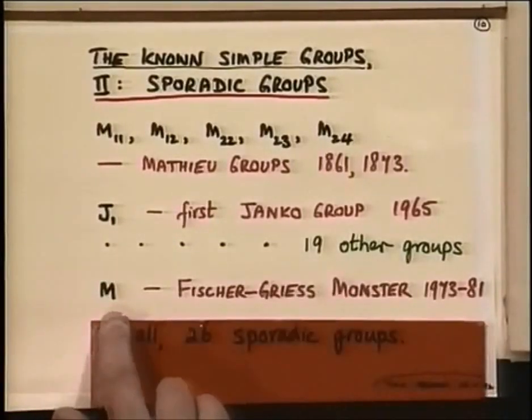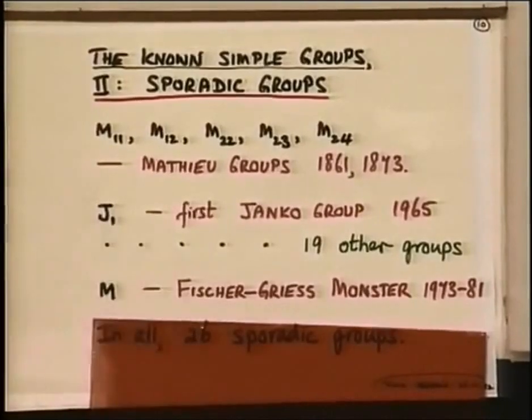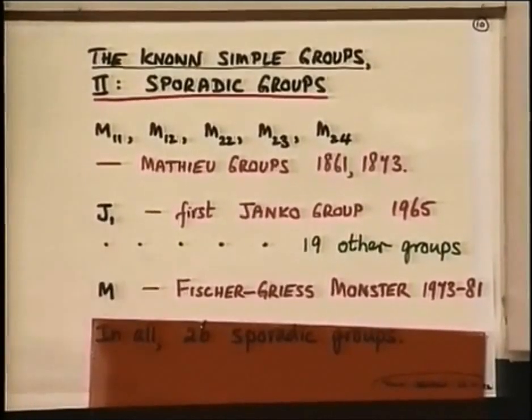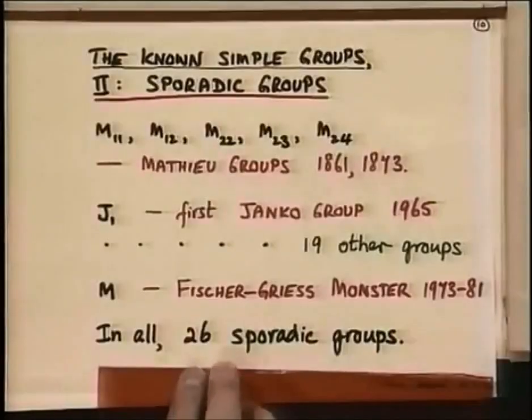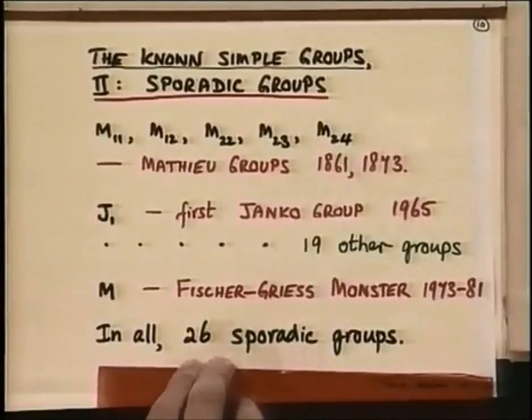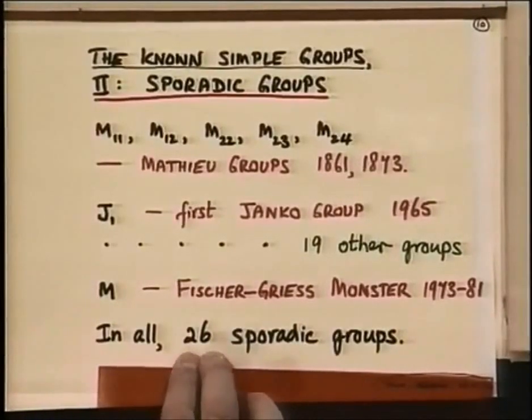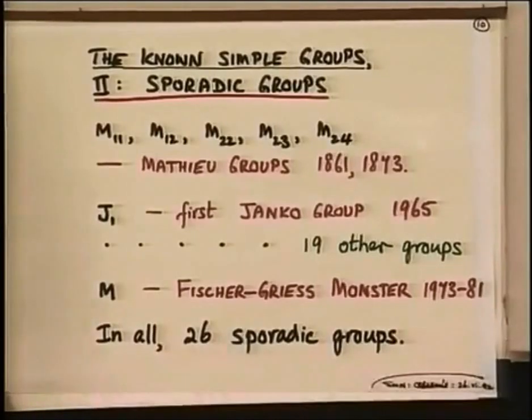And finally, the Fisher-Griess monster, whose existence was indicated by Fisher and Griess independently in 1973. Bernd Fischer working in Bielefeld in Germany, Bob Griess working in Ann Arbor in Michigan. In all, as I've said, 26 sporadic groups that do not fit into those 17 or 18 infinite families.